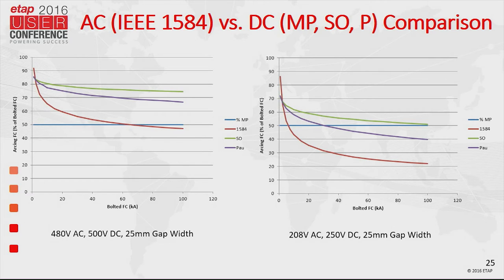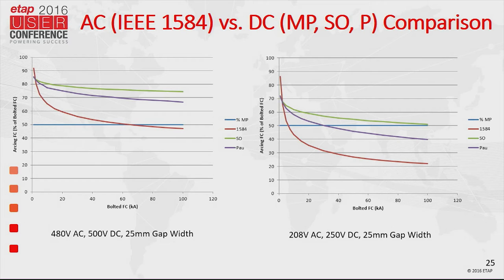I told you we're going to look at the IEEE 1584 again, come back to the AC versus DC. Here's a situation, 500 volt AC, so 500 volt RMS, versus 500 volt DC. Of course, there's some equivalence there. Yeah, I recognize the AC voltage is going to have a higher peak, but we had to have some way to compare it, and it seemed reasonable enough.